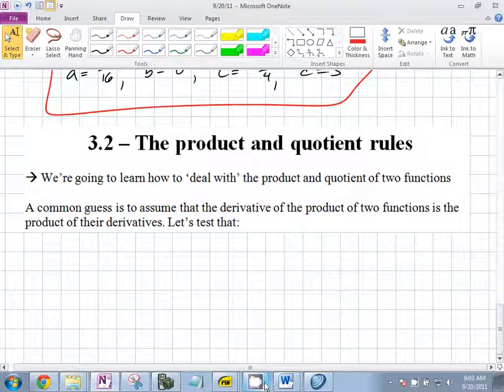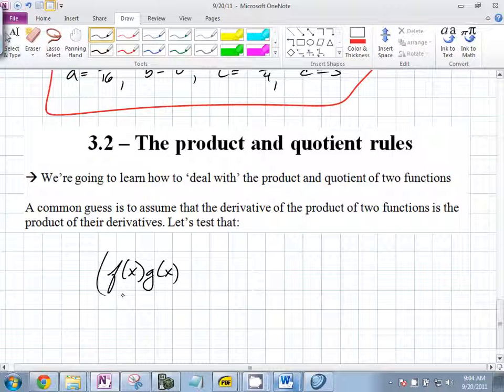Are these rules what you think they would be if you'd never seen them before? No, they are not. So let's just get this out of the way. If I had f of x times g of x, and I said, what's the derivative of that function? Can someone tell me what it is not equal to?